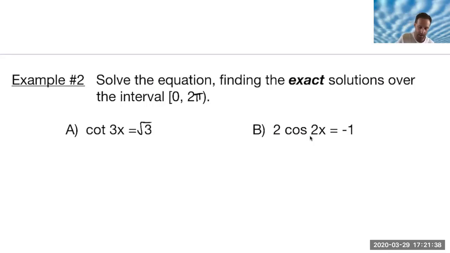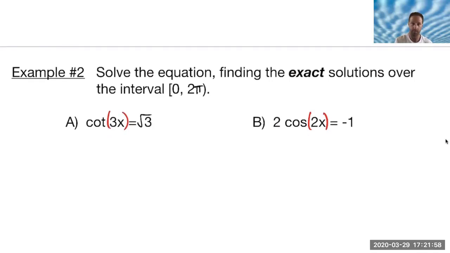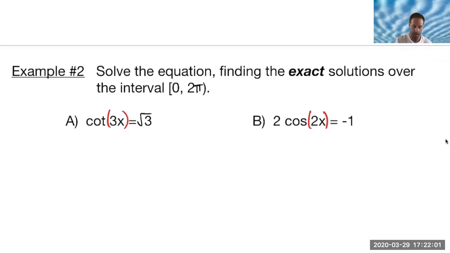So you can see in part A, we still have that scenario where we have a trig function of some angle equals a number. But then in part B, you can see we also have cosine or some trig function of an angle, but this time it's a little bit different in that it's 2 times that. So starting with example 2a here, I'm looking for cotangent of what angle gives me root 3. Don't worry too much that it is 3x right now. We'll worry about that later.